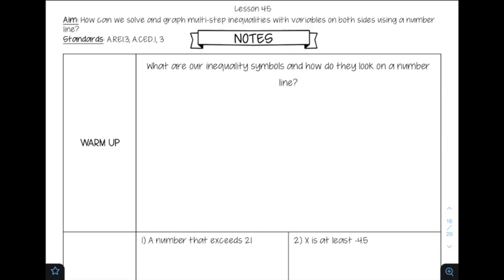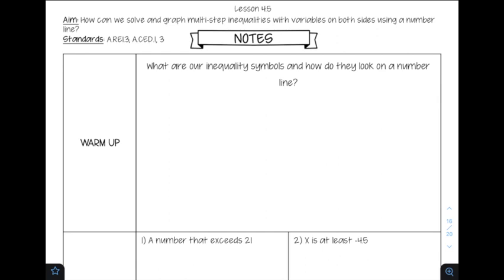Okay, so here we are with lesson number 5. Today we're going to be talking about how to solve and graph multi-step inequalities, specifically with variables on both sides, while graphing on a number line and not the coordinate plane. So it's a slight switch from what we've been doing with systems of inequalities. This is going back a little to what we learned in 7th grade with inequality symbols, number lines, and so on.